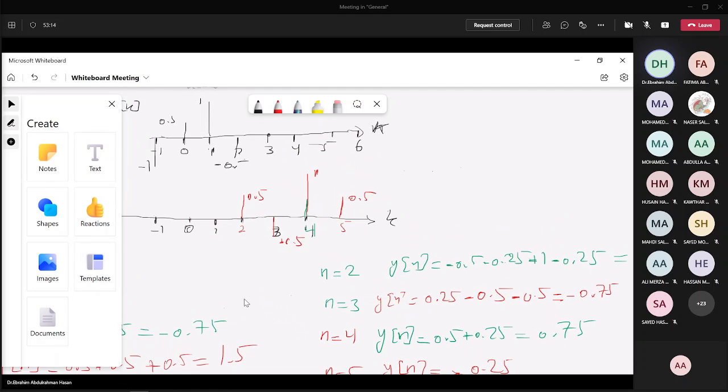Now if you shift one more, I will have at 6 equal to 0.5, at 5 will be equal to 1, and here we have minus 0.5, here we have 0.5.